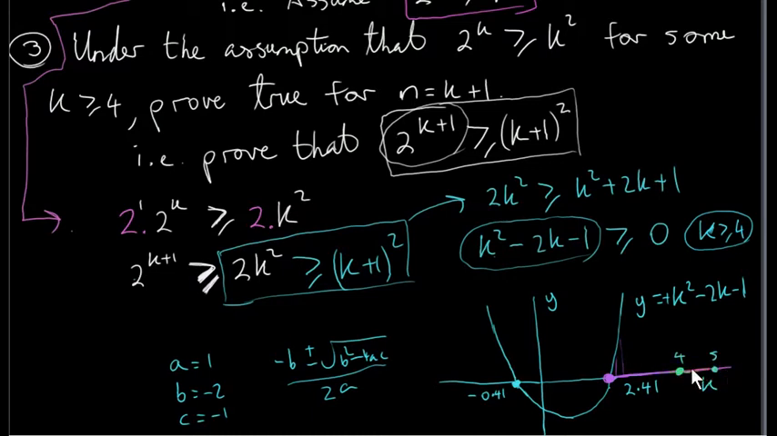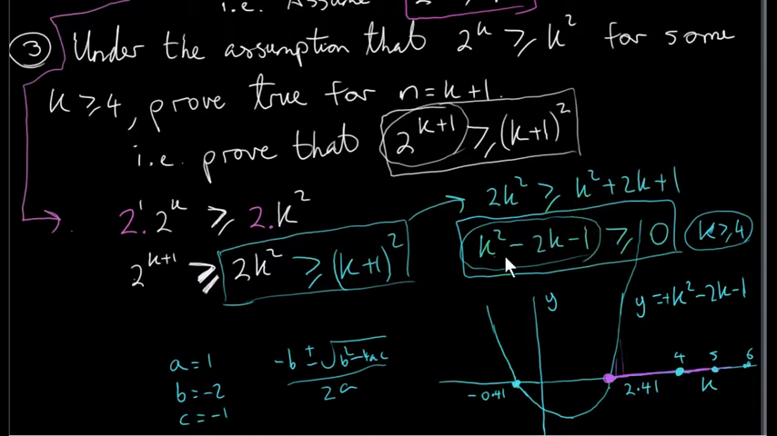And you can clearly see that for these values of k, for all natural numbers greater than or equal to 4, y will be greater than or equal to 0. You can clearly see it from the graph. You can see that the graph is above the k-axis for these values, for all natural numbers greater than or equal to 4. So that's one way to show that this inequality is true for k greater than or equal to 4.